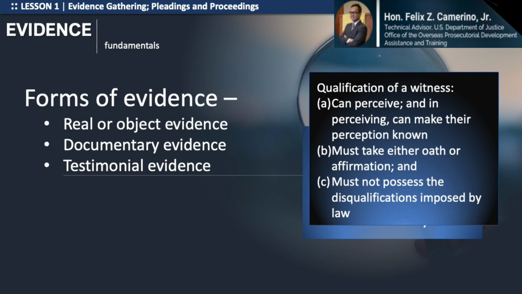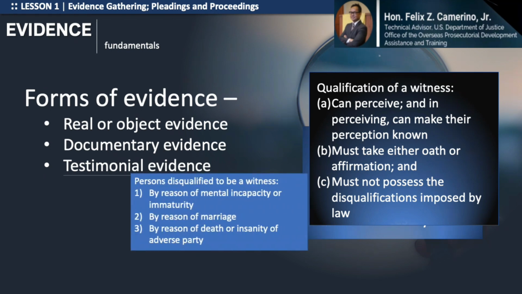And lastly, and this relates back to the first qualification, he must not possess the disqualifications imposed by law. And the law, namely the rules on evidence, identifies or enumerates three instances where a person would be disqualified to be a witness. Let's quickly take a look at them. Okay.